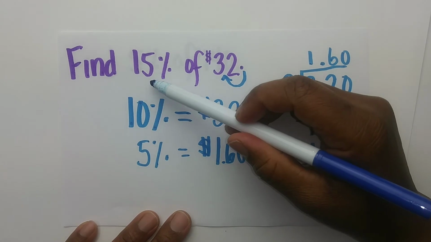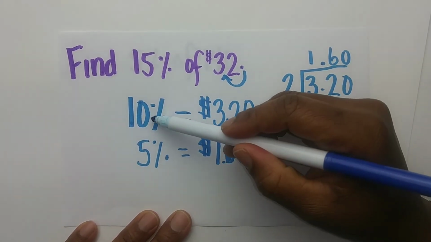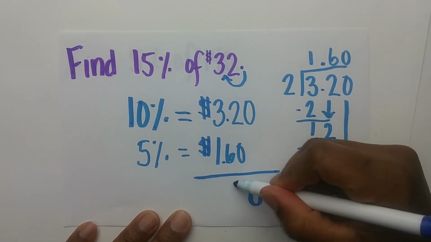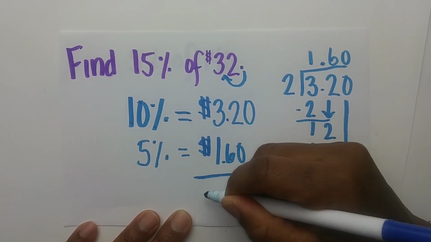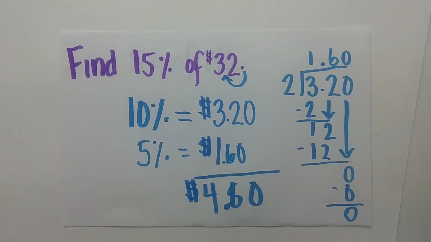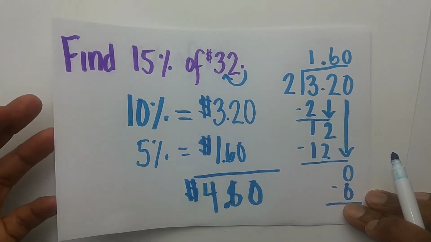So in order to find 15%, I just add up the values that I calculated from 10% and 5%, and I am able to identify that 15% of $32 is $4.80.